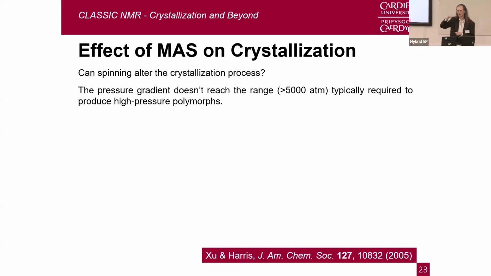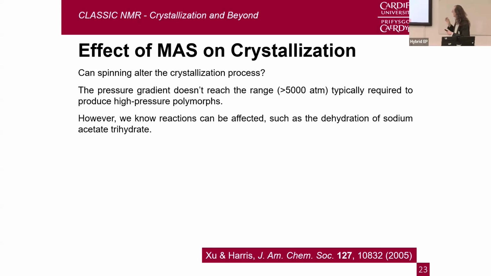We're typically working at 50, maybe 100 atmospheres at the maximum. I'll talk more about the range in a moment. So we're not in the range where we'd expect to see completely new polymorphs. But we do know of at least one example, going back to 2005, where the product of a reaction, in this case a dehydration, was different under magic angle spinning compared to what you get in the lab. And that's something that I'm going to talk a little bit more about, because we've gone back to look at that again more recently on the 850.